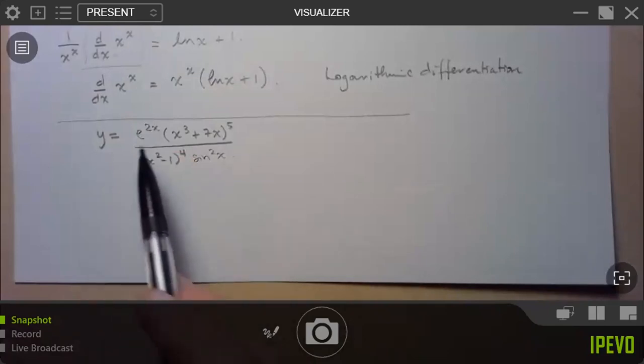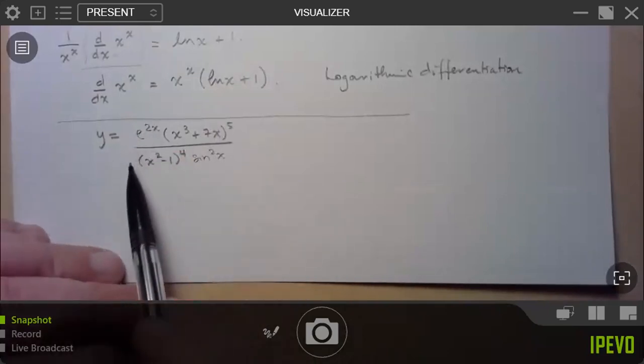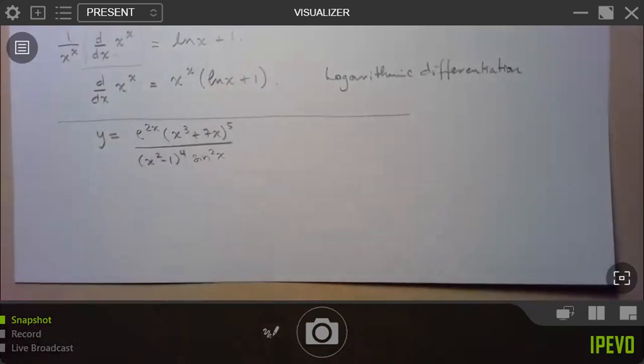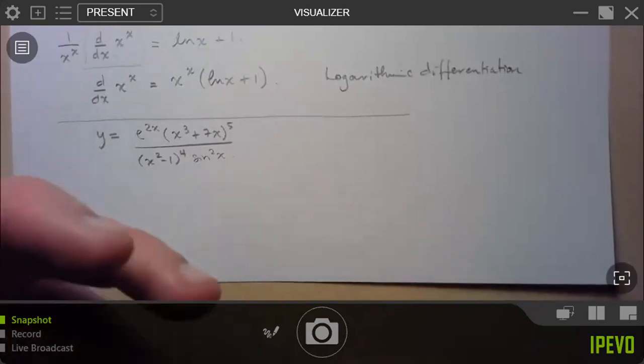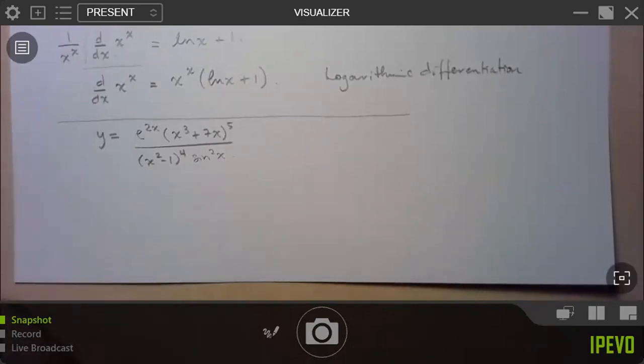Can anybody see something I might do to both sides of this equation that would take this combination of multiplications and divisions and turn it into something a little more manageable? What takes multiplications and divisions and makes them more manageable? I'll give you a hint. We just saw it a few minutes ago. Come on, what takes multiplications and turns them into additions? Can't we use logarithms? There you go.